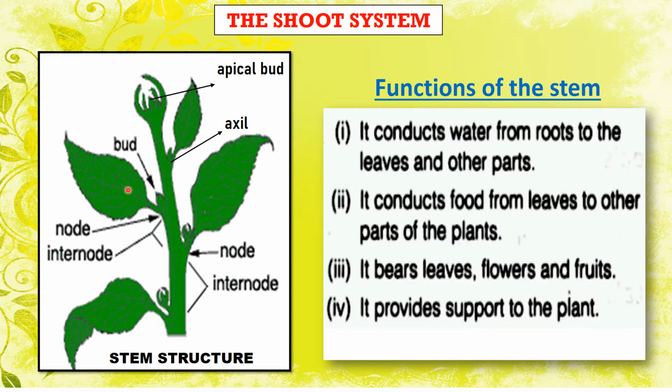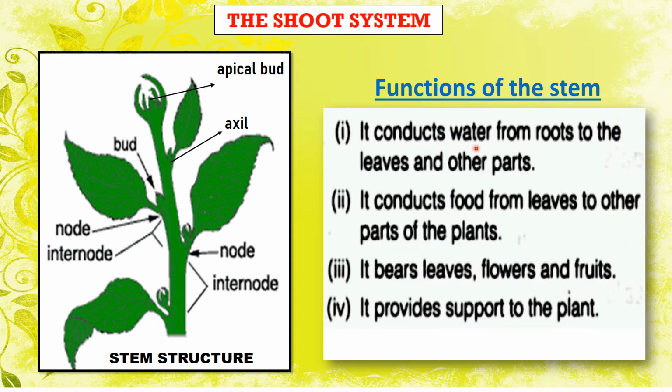Buds, which turn into flower and then into fruit, grow in the axil area. The tip of the stem has a bud known as the apical bud, which is responsible for the growth of the plant. Now let us study the functions of the stem.